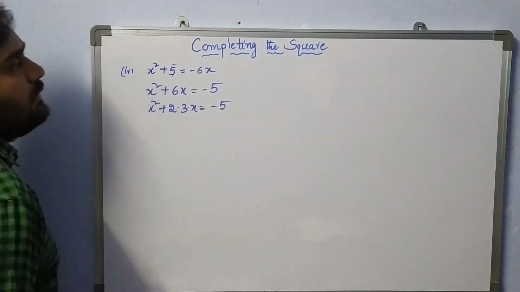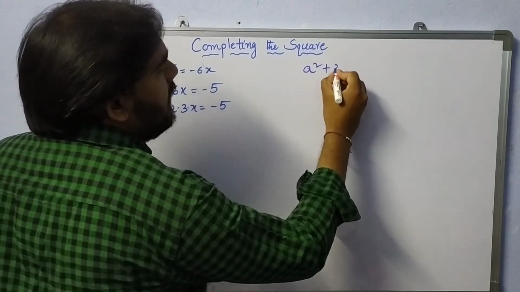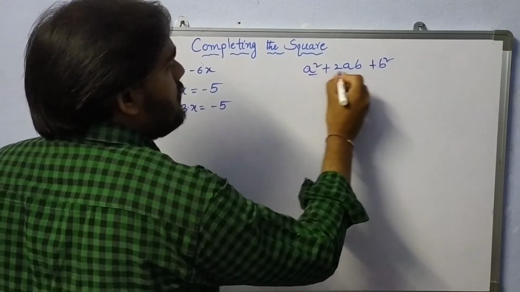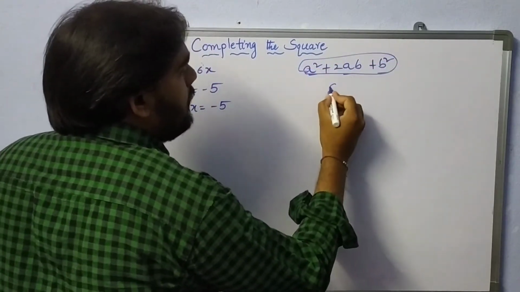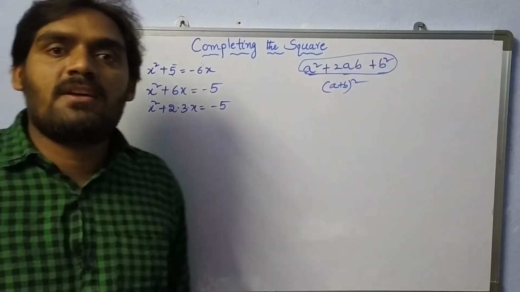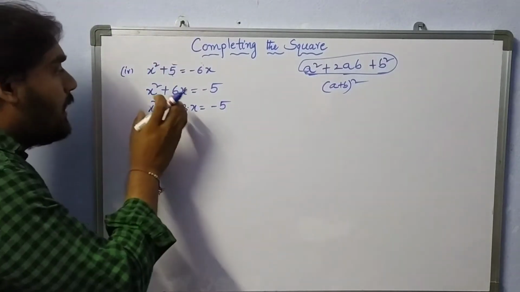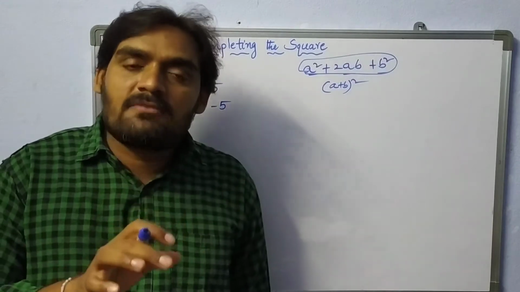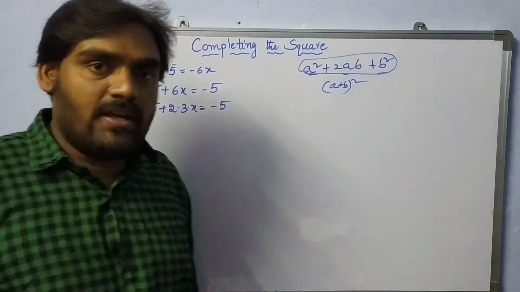Now we will get x square plus 2 into 3 into x is equal to minus 5. See, if you observe this, it is in the form of a square plus 2ab. When we add b square to these two terms, then this entire expression will be in the form of a plus b whole square. a plus b whole square is equal to a square plus 2ab plus b square. Am I correct or not? So here we need the left hand side to be a perfect square. If you want to make a perfect square, we need to add 3 square to both sides of this equation.